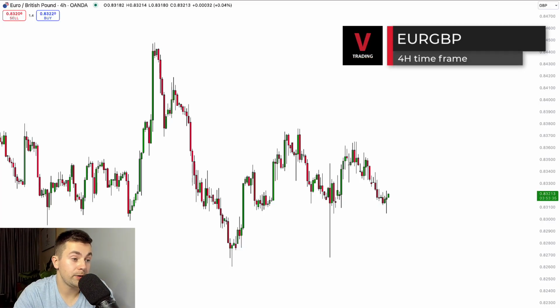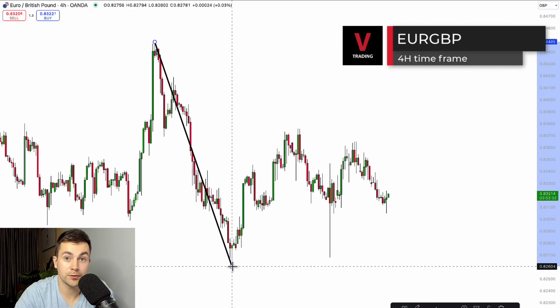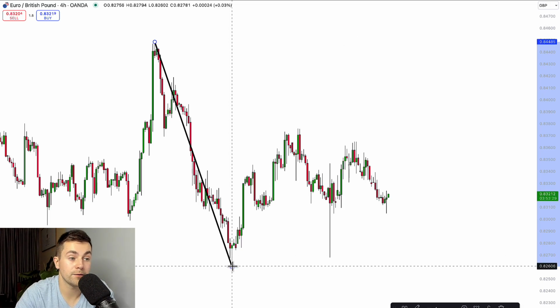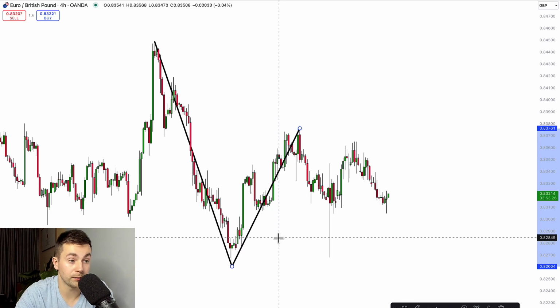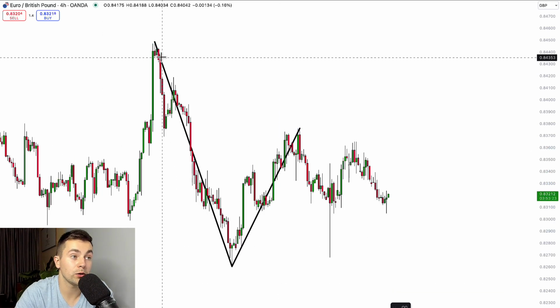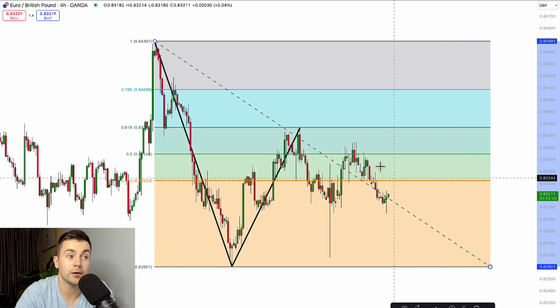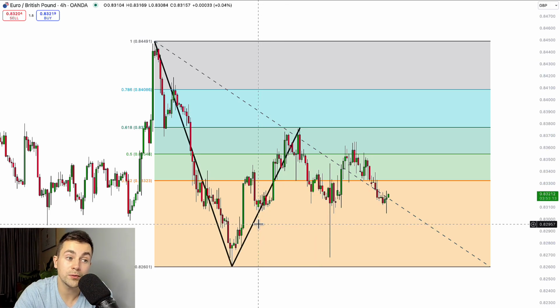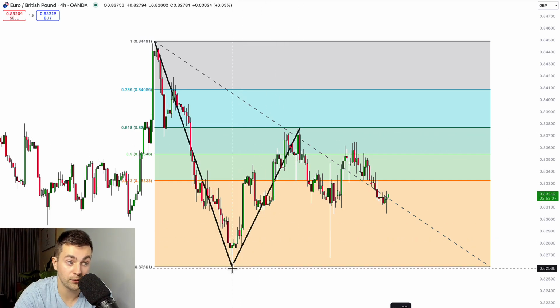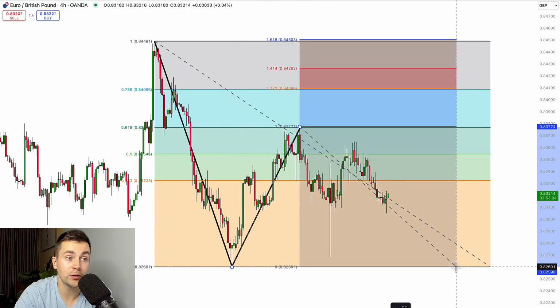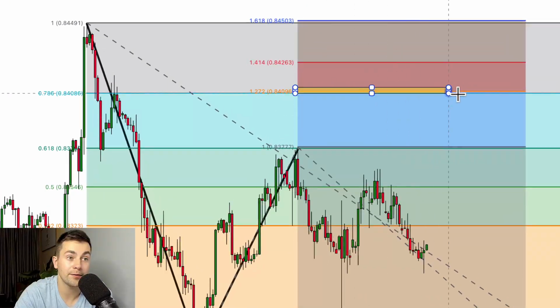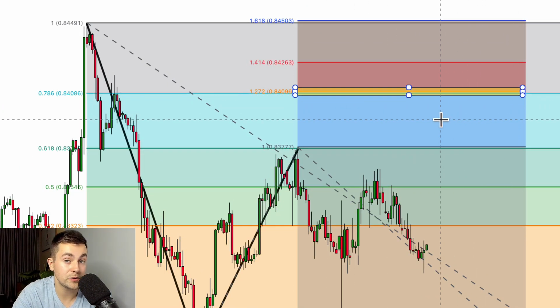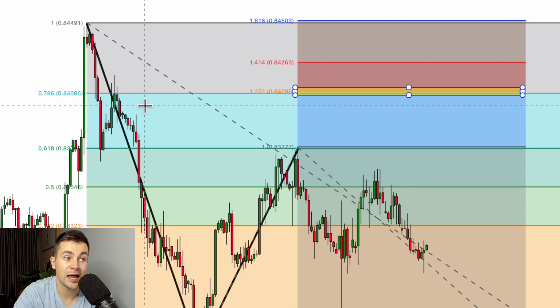Take a look at the euro pair. We have a significant bearish impulse right here, and after the completion of this bearish impulse we saw a strong bullish movement. Based on our bearish impulse we can draw Fibonacci retracement levels, and here are the significant Fibonacci retracement levels based on this bearish movement. Then we can also draw the Fibonacci extension levels based on our bullish movement, and if we do that we may notice that right here we have a very nice confluence of the Fibonacci extension level of our bullish impulse and the Fibonacci retracement level of our bearish impulse.